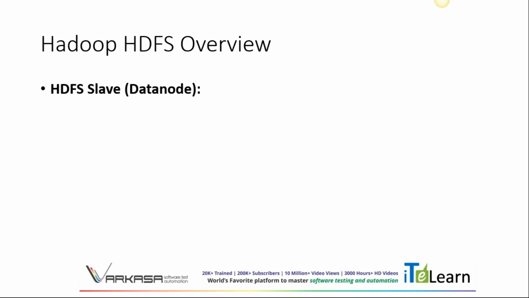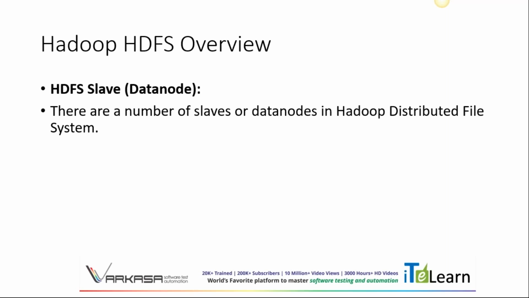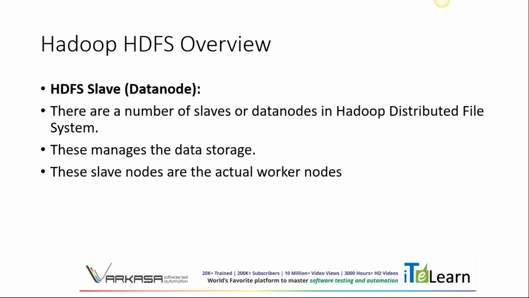The slave nodes are also known as data nodes. And there are a number of slaves or data nodes in the Hadoop distributed file system. The number of slaves depends upon the configuration, that is, upon the data and the speed with which data is entering the system. Based upon those factors, the data nodes or slaves are designed. The HDFS slaves or data nodes manage the data storage. Slave nodes are the actual worker nodes. We also call them worker nodes because they do the actual work of processing the data.